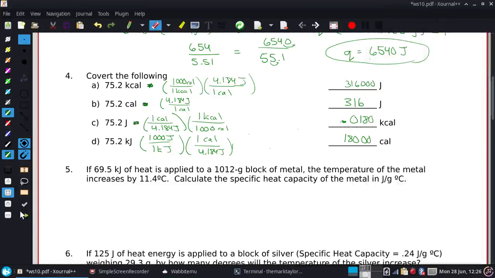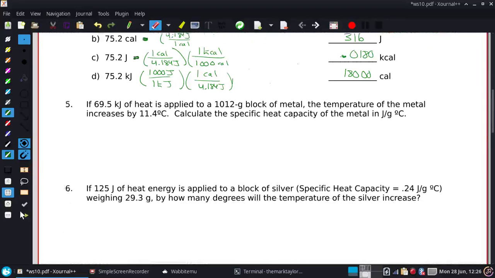18,000 calories. Sorry about that. Russian, messing up.